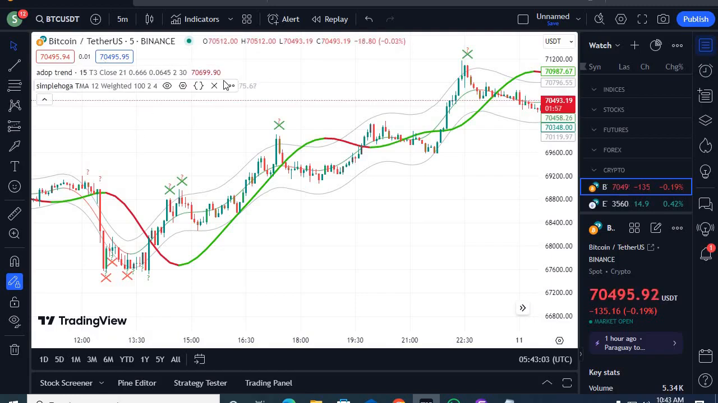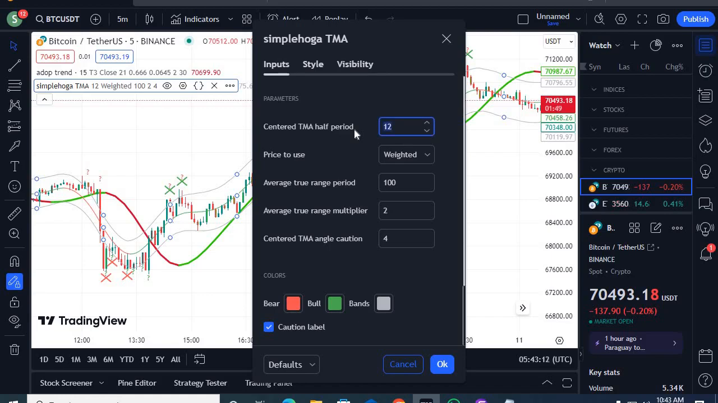Just before telling you the rules, I need to show you a setting as well, because here you need to select 48. After selecting 48, just click OK.